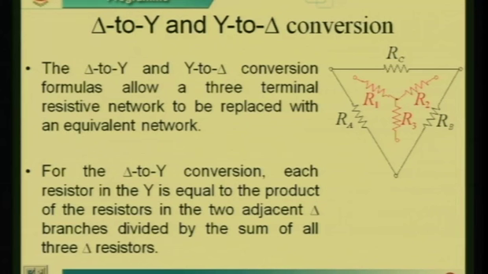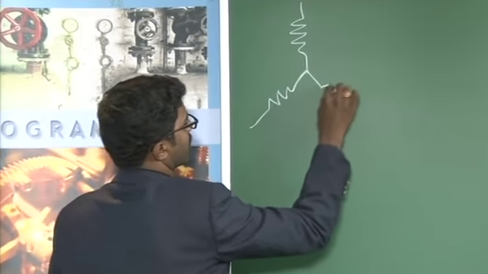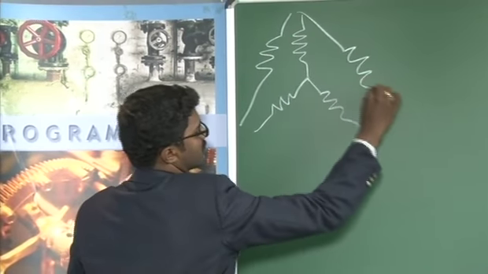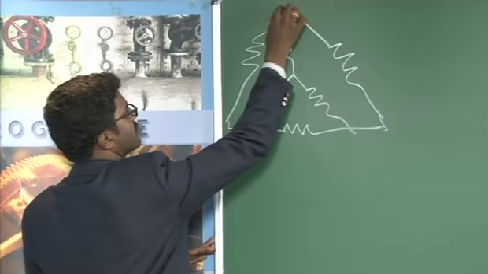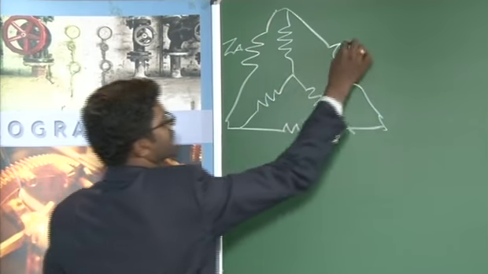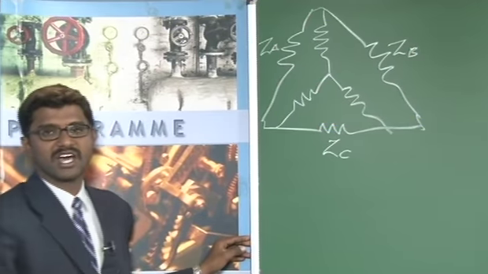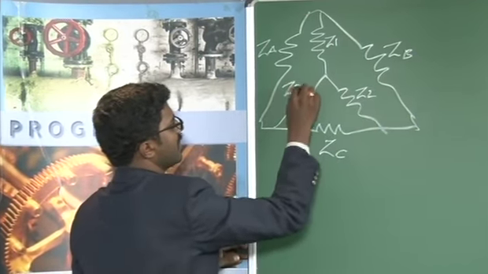In yesterday's class we read about delta to star. Today we will be concentrating on star to delta. I will give you a short glimpse of what we derived yesterday. That is, if you take a star and a delta network, I call the elements in the delta network ZA, ZB and ZC. Similarly, in the star network I call them Z1, Z2 and Z3.